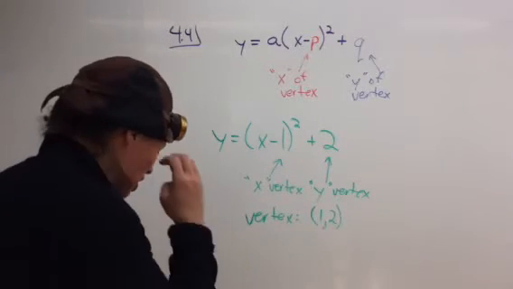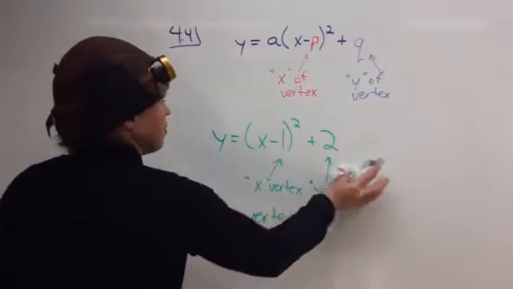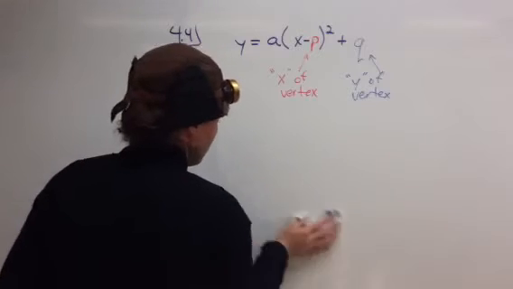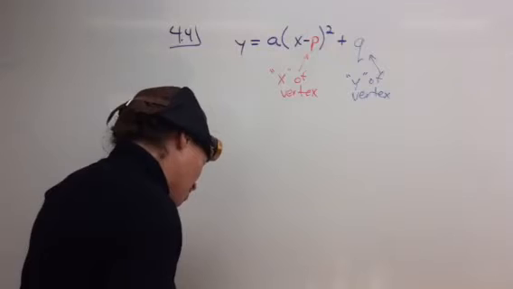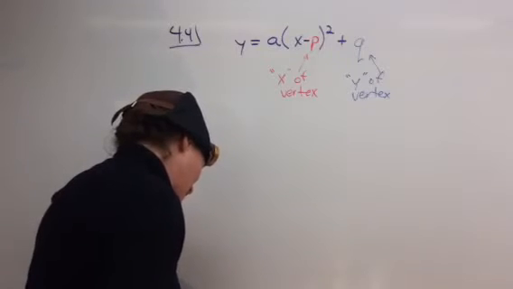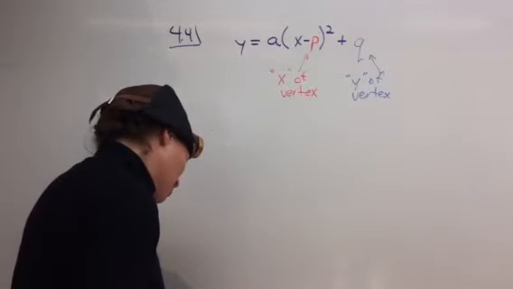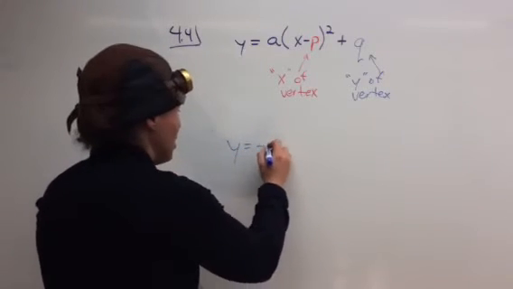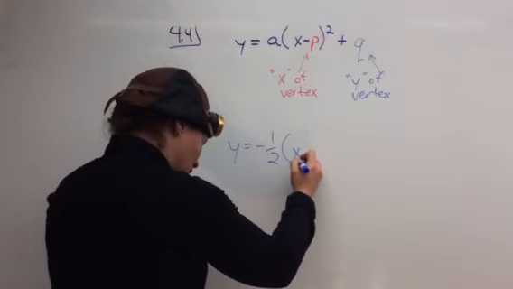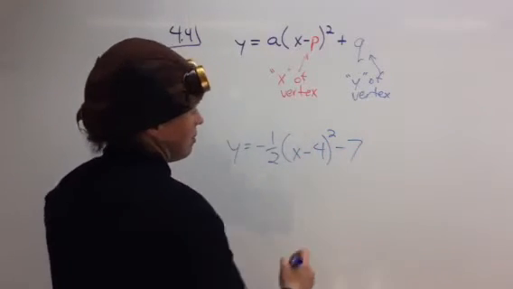You'll find that this one, whatever sign it's on, is what it is. So, for example, we'll try a different one, and I'll show you what I mean. I'm going to get rid of this one. And we'll try a little bit more complicated one. So, let's see. That one's no fun. They don't give us a really great one here. But there's one that says y equals negative 1/2 x minus 4 squared minus 7.